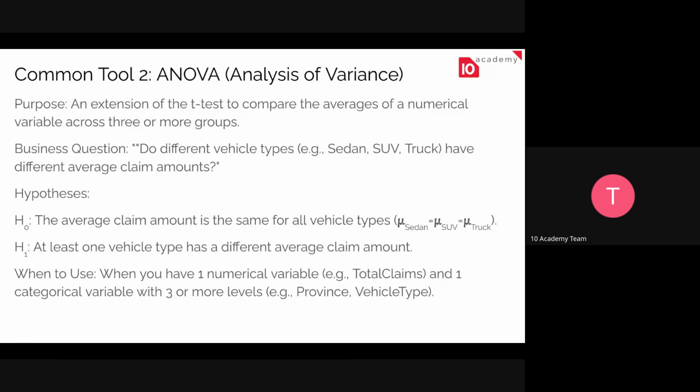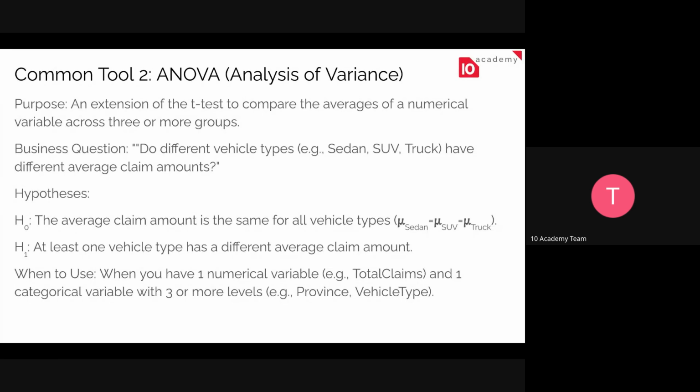Okay. So for example, if you are wondering whether different vehicle types, for example sedan, SUV and truck, have different average claim amounts, the null hypothesis would be that the average claim amount is the same for all vehicle types, so it doesn't depend on the vehicle type. And the alternative hypothesis is going to be that at least one vehicle type has a different average claim amount.